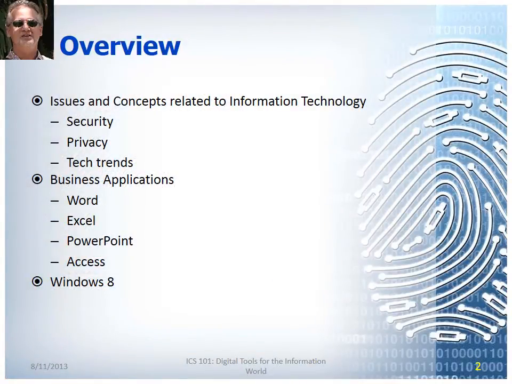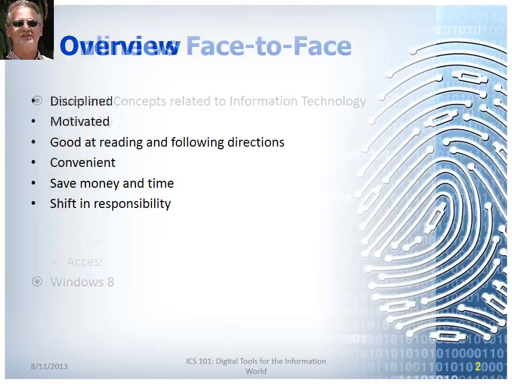ICS 101 is broken up into two main components. The first part deals with issues and concepts related to information technology, things like security, privacy, technology trends, forensics, things you hear about in the news all the time. The second part deals primarily with business applications. In particular, we're dealing with Microsoft Office, applications like Word, Excel, PowerPoint, and Access, and of course the operating system which we are currently working on is Windows 8.